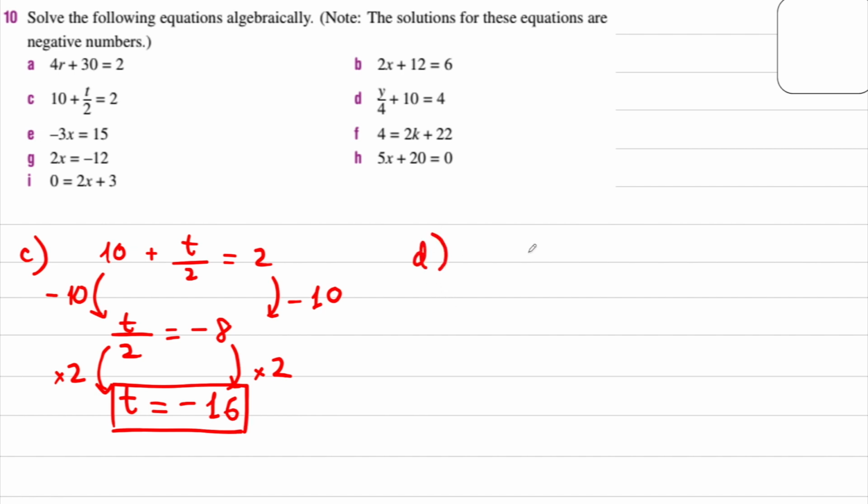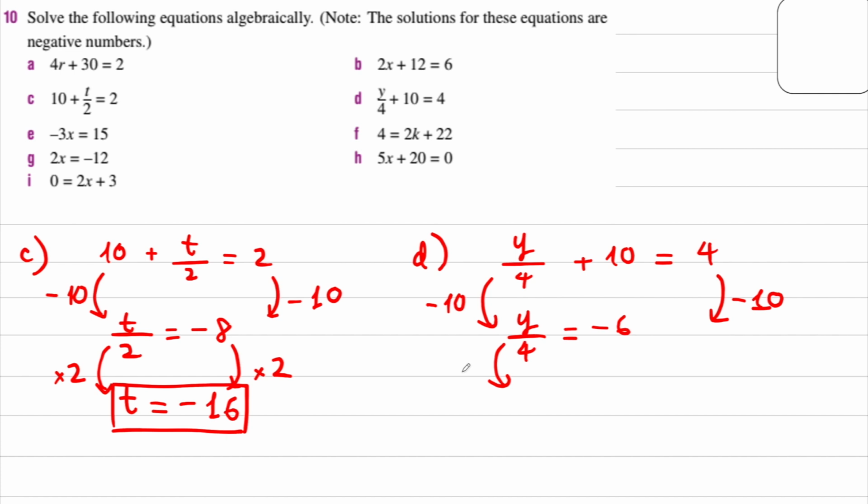Going for question D. y over 4 plus 10 equal to 4. The first step will be minus 10 to subtract. Minus 10 left, minus 10 right. y over 4 will be here. 4 minus 10 equal to minus 6. And multiply by 4 and multiply by 4. Here is y, here is minus 24. Here is minus 24. Okay.